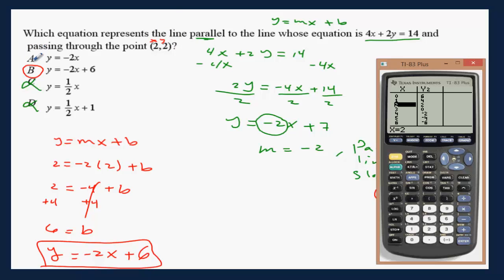But if you try choice A, you're not going to get (2, 2). You get something different. Let's try that here. That means we tried all the possible solutions. Negative 2x: when you go to second graph and go down to 2, x is 2 and y is negative 4, and that's not the same. It's not passing through the point (2, 2). Work well.